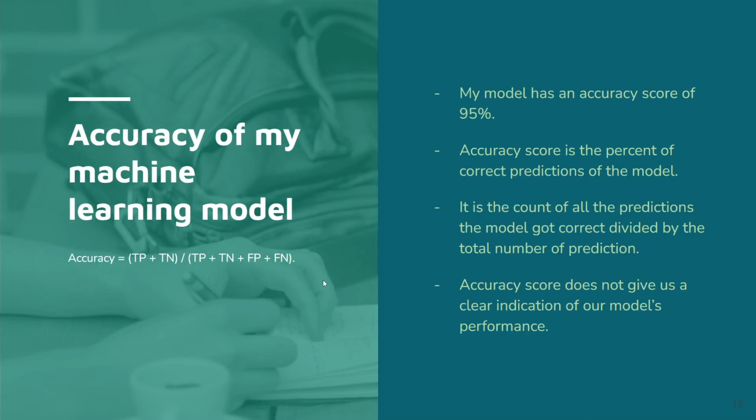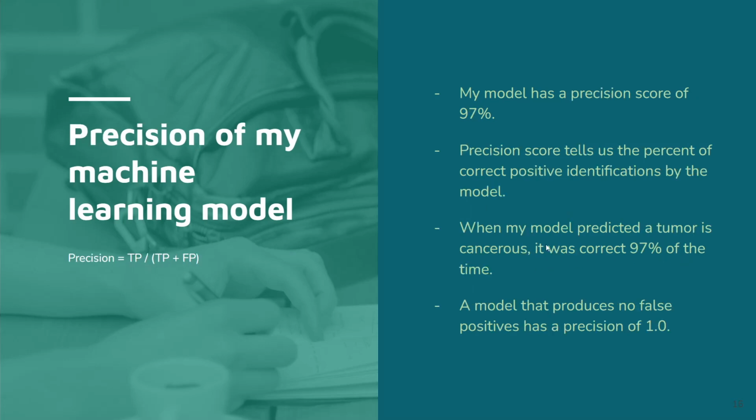My breast cancer prediction model has an accuracy score of 95%. It is the count of all the predictions the model got correct divided by the total number of predictions. My breast cancer prediction model has a precision score of 97%. It means when my model predicted a tumor is cancerous, it was correct 97% of the time.